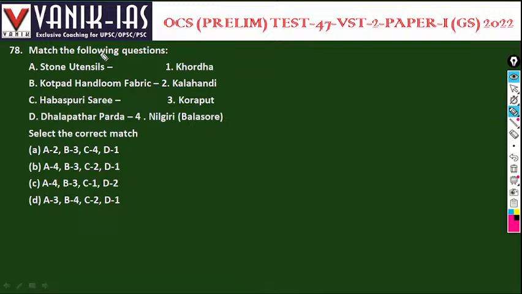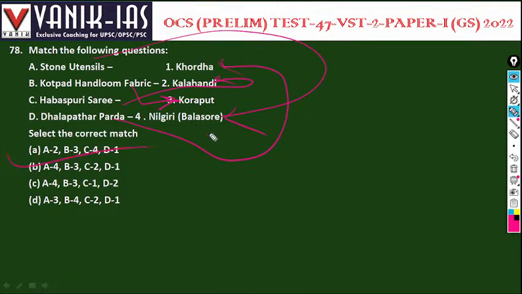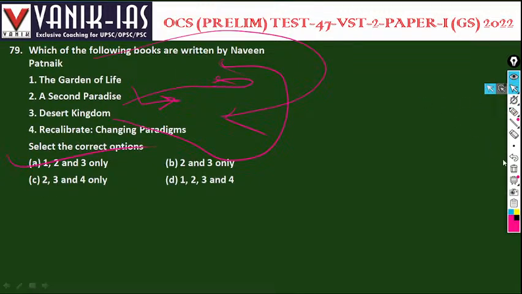Stone utensils, it is Nilgiri, Paleswar. Stone utensils, A4. Kotpad handloom fabric, it is Koraput. Hawaspuri sari, it is Kalahandi. Dhalapathar Parda, it is Kodha. So B option will be the right answer.